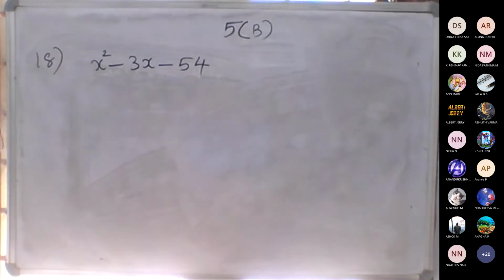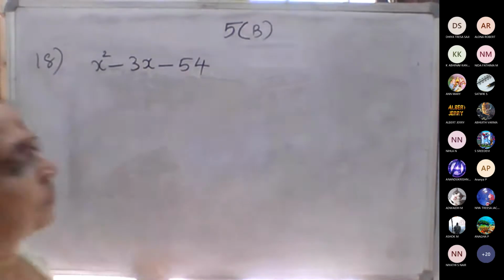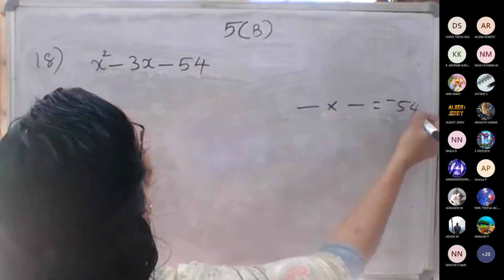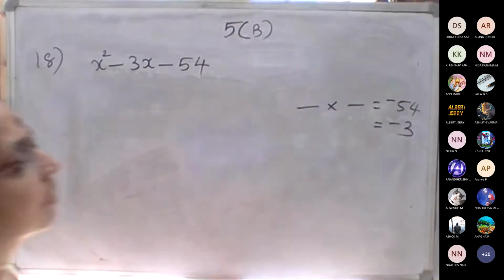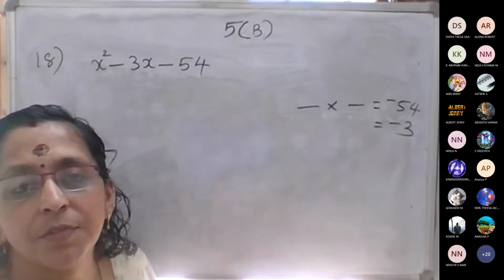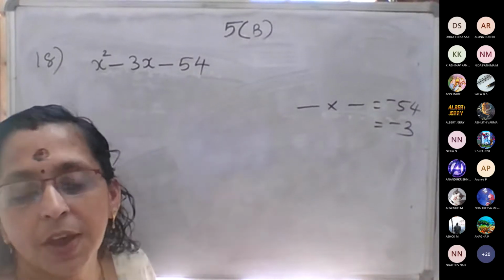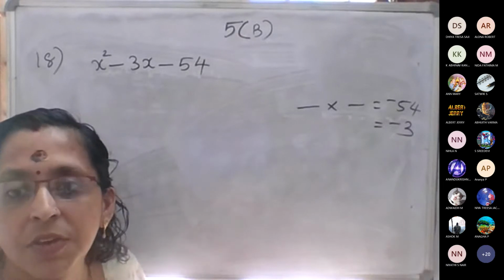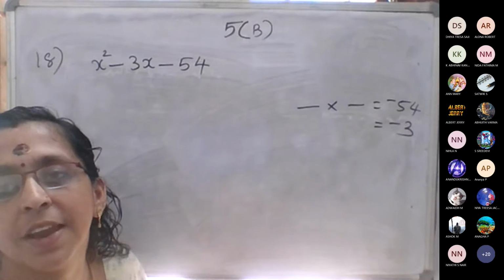So usually what will we do? We will think about what? Dash into dash is equal to 54, and what? Negative 3. So why are they saying that we have to check whether they are factorizable or not? Why are they giving a question this way? Any idea?